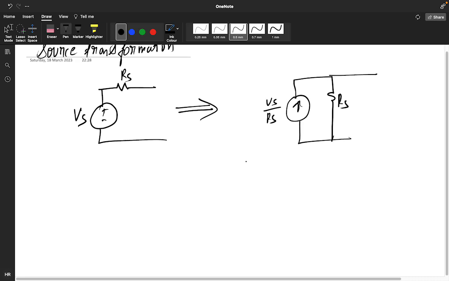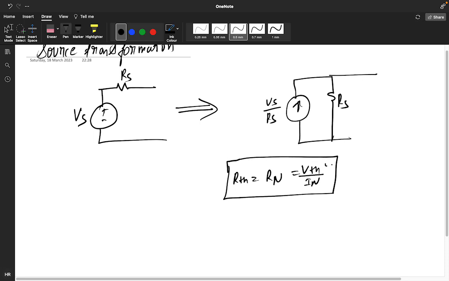In the same way, RTH equals RN equals VTH divided by IN. If you have a Thevenin voltage and a Norton current, and you divide both of these, then you will get the RTH value.